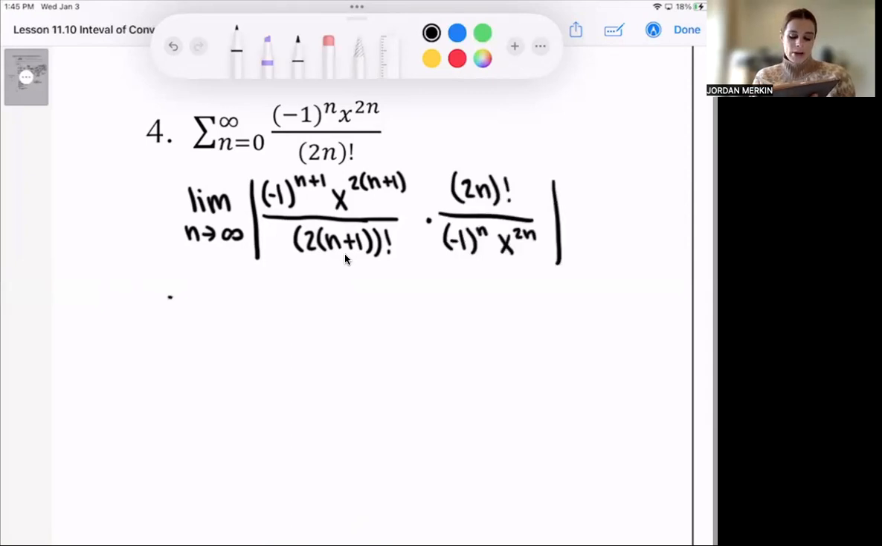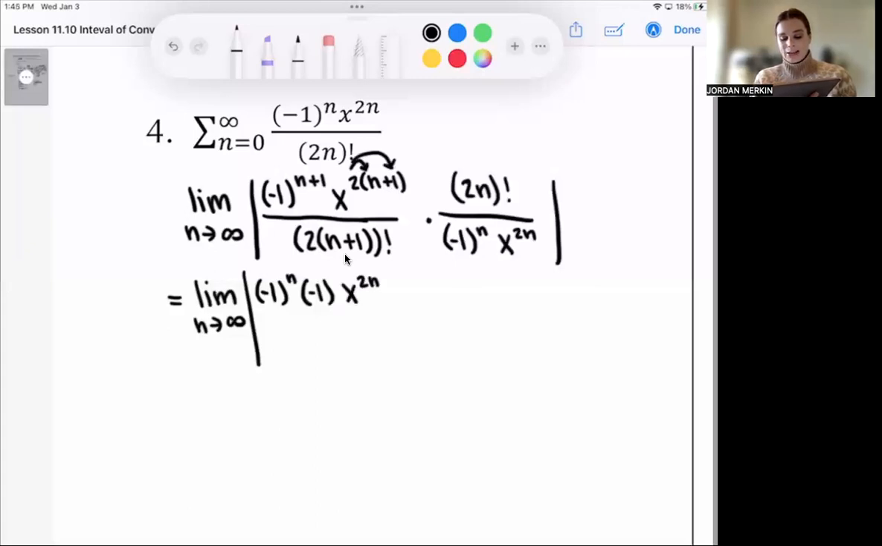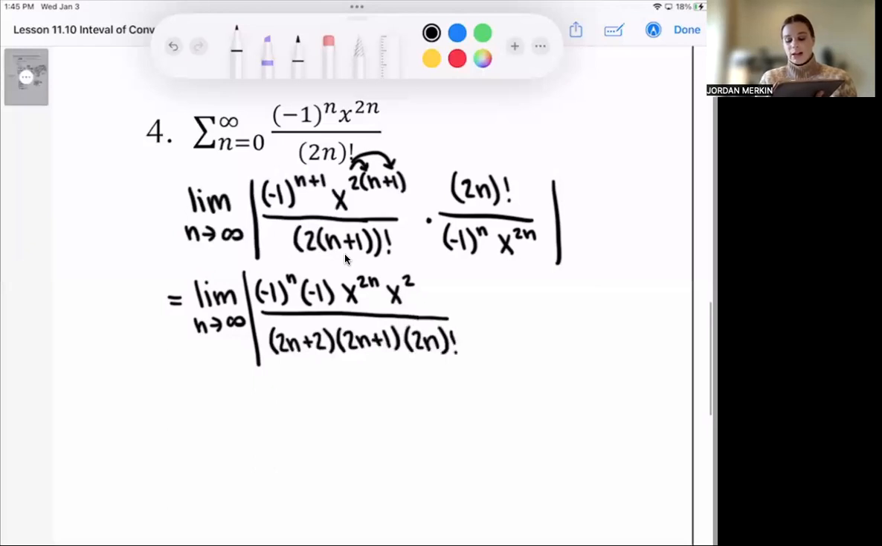Then we end up with the limit as n approaches infinity of -1, an absolute value, to the n times -1. This you need to distribute. This would be 2n plus 2, so it would be x to the 2n times x squared over 2n plus 2 factorial. So this would be 2n plus 2 times 2n plus 1 times 2n factorial, right? To get that cancellation. Times 2n factorial over -1 to the n, x to the 2n.